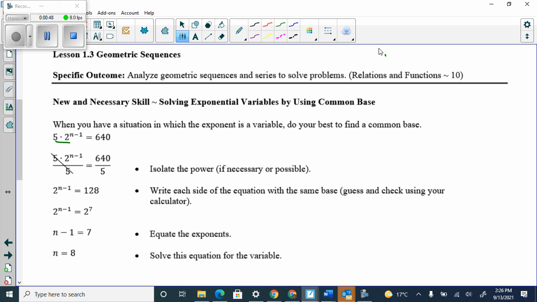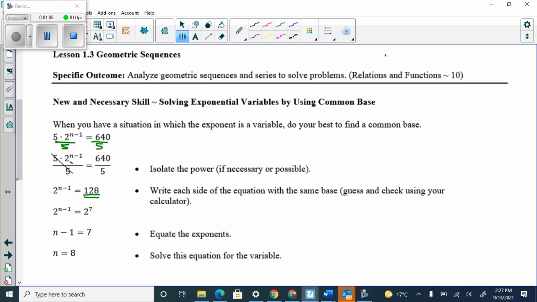You can see why it happens. It calls you to multiply those two. But you can't. So the first thing you actually have to do is divide both sides by 5 to move that 5 over, which is what we did in the next one. Then we got 2 to the n minus 1 equals 128.